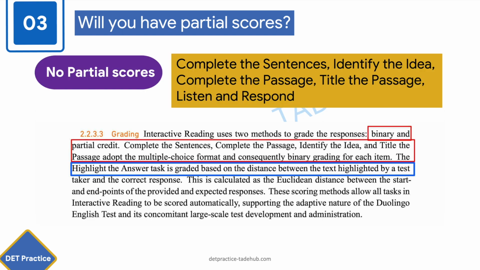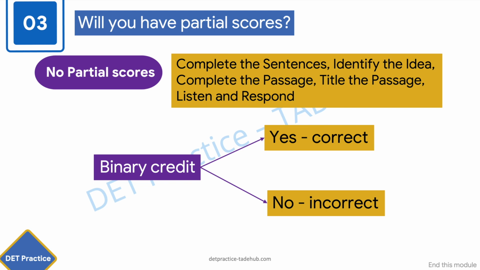But for the complete the sentences, identify the idea, complete the passage, title the passage, and listen and respond, we have a binary score. It means that if your answer is correct, you get 1 point, otherwise you lose points. For example, in listen and respond, we have around 5 questions where students need to pick the best option to continue the conversation. If we pick 2 answers correctly out of 5, then we have 2 scores out of 5 as well.